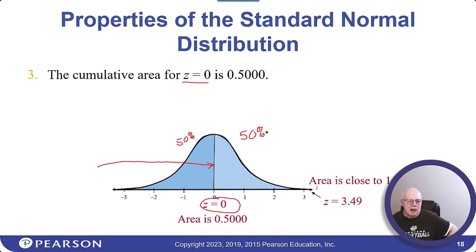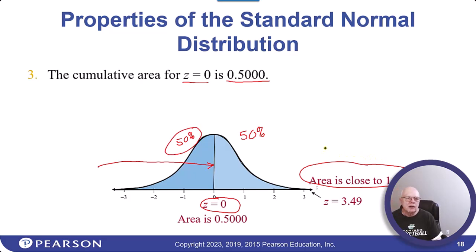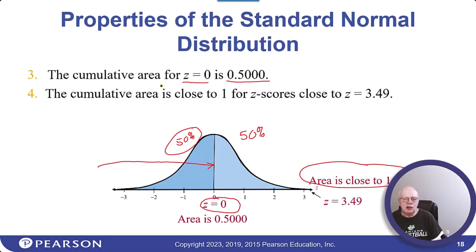Remember, the total area is 1 for the entire area under the normal curve. If you only go to the center, it's going to have half of that one area, 0.5. For a z-score close to 3.49, remember, that's way out here, and by the time you get to 3.49, you've passed almost all the area. There's almost nothing left, so you're extremely close to the total of 1.